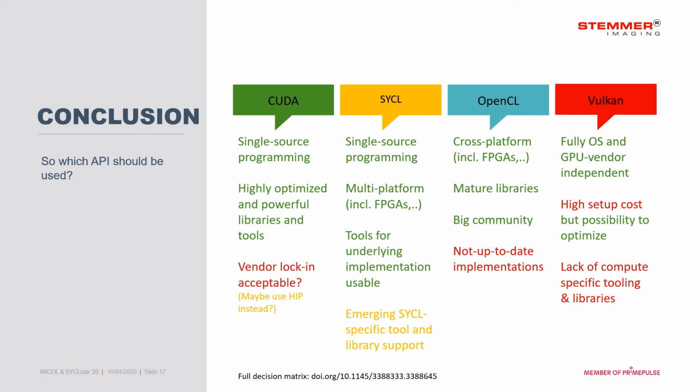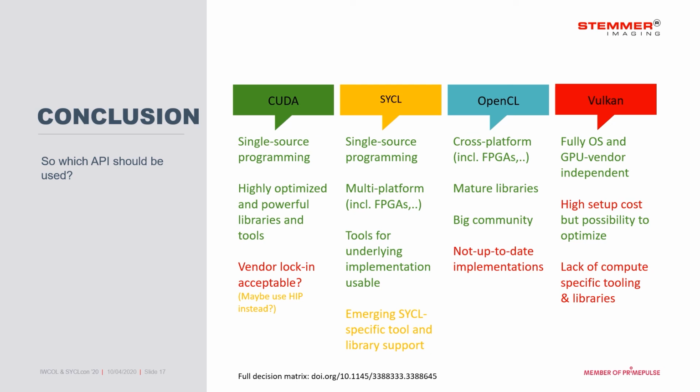CUDA and SYCL definitely have a point because they are single source programming models, in my opinion. It makes the development far smoother than the separated programming models of OpenCL and Vulkan. CUDA also has very highly optimized libraries and very powerful tools. But a major drawback of CUDA is that it only supports NVIDIA devices. You might use HIP to get at least AMD support, but it stays questionable whether that's enough. And HIP has some drawbacks too.